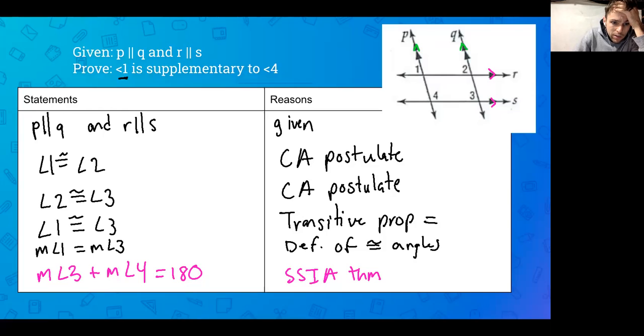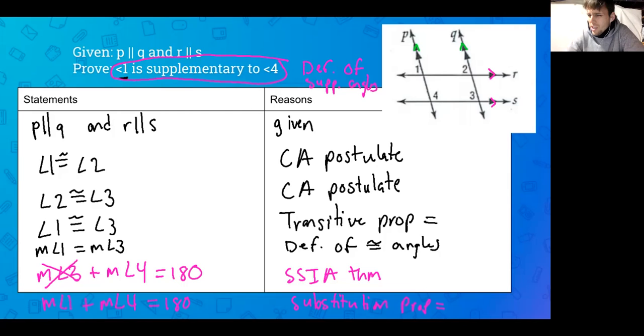And if we make a nice little substitution here, we can change this to the measurement of angle 1 plus the measurement of angle 4 equals 180. That is substitution. Because I'm out of space here, I am not going to write my final statement. My final statement would be that those angles are supplementary because we have shown they have the mathematical relationship of supplementary. So that is the definition of supplementary angles. That would be our last statement and reason right there, at the bottom.